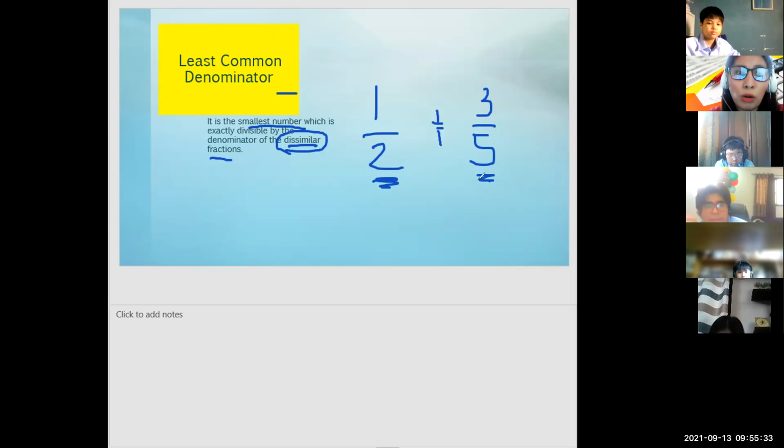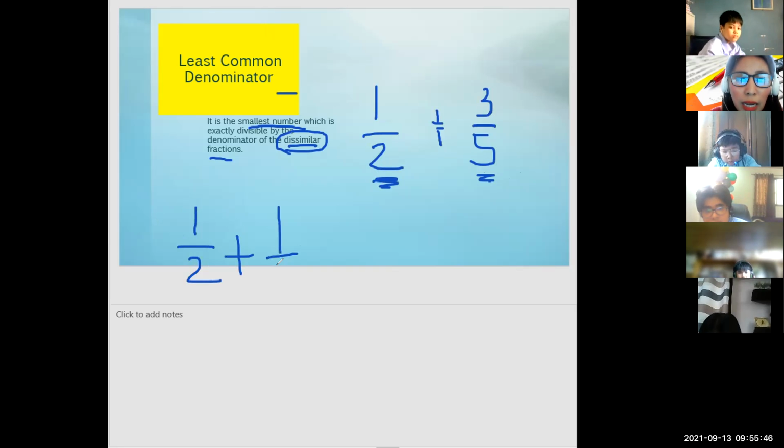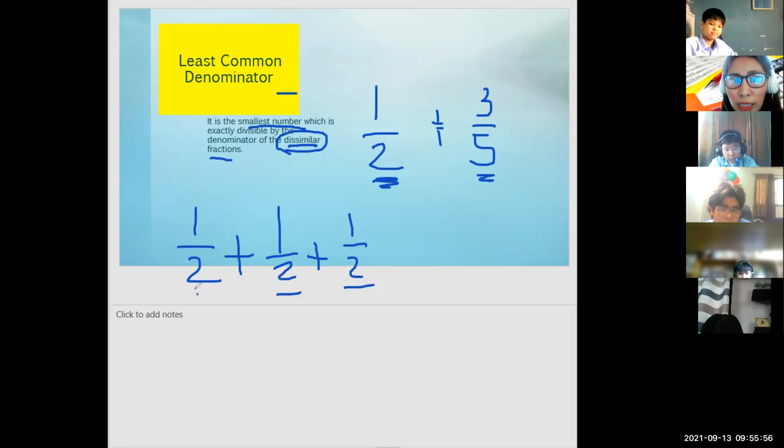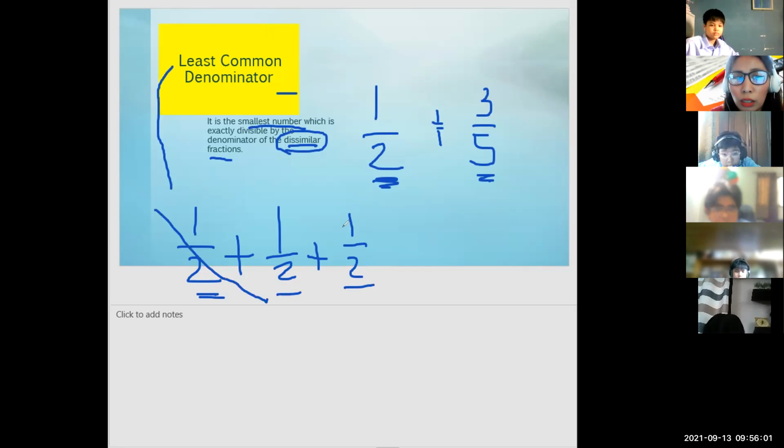Do not forget, we will only get the least common denominator of the fractions if they are not the same. Whereas if they are the same, like 1/2 plus another 1/2, if the denominators are the same naman, no need to get their least common denominator. We will only get the least common denominator if the fractions are dissimilar.